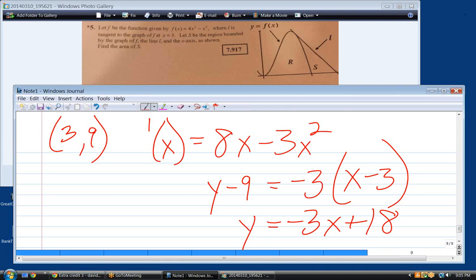So let's think about this for a moment. Maybe we could figure out where S crosses the x-axis. That's the thing to do. And integrate it. Yeah, in other words, this function is going to look something like this. Yeah, we don't need to integrate along y.